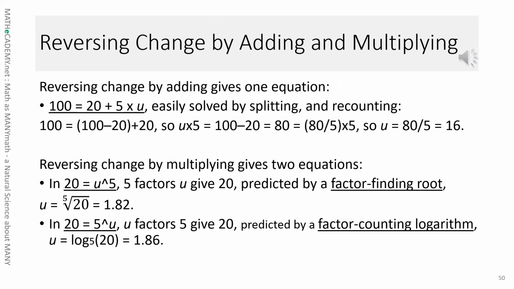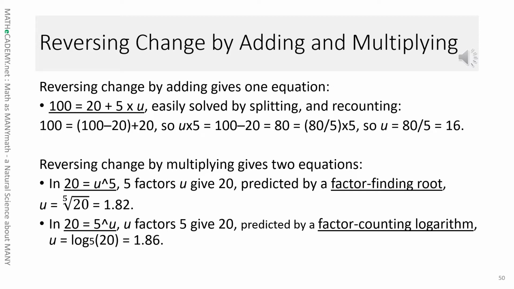Reversing change by adding gives one equation. 100 is 20 plus 5 times u, easily solved by splitting and recounting. 100 is 100 minus 20, plus 20, so u times 5 is 100 minus 20, which is 80. But 80 is 80 over 5, times 5, so u is 80 over 5, which is 16.